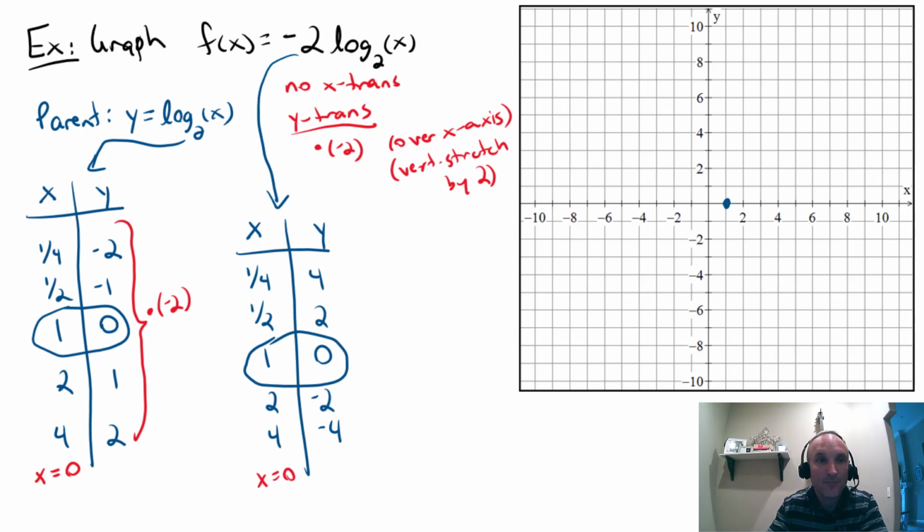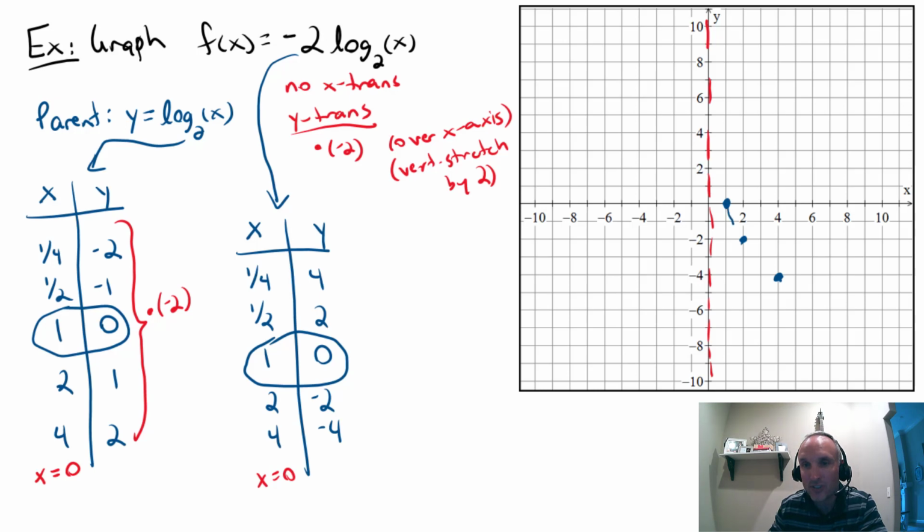(1, 0) is here, x equals 0 is on the y-axis. This sort of establishes the boundary of my curve. And then let's plot the easy points (2, -2) and (4, -4). You can see these points are twice as far from the x-axis as the parent function.